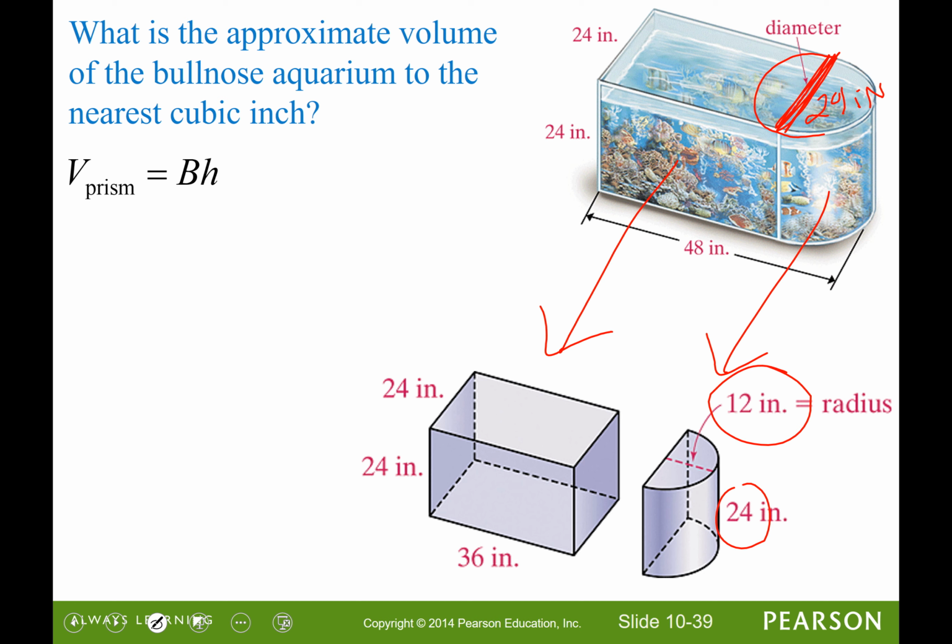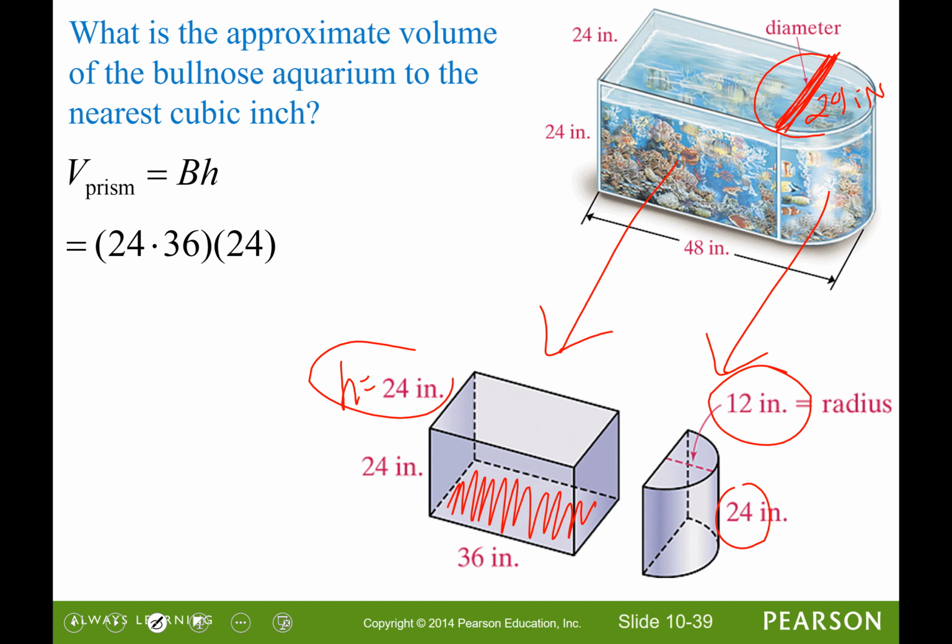Okay. Let's do the volume of the prism first. Capital B times lowercase h. Capital B, 36 times 24 for that rectangle, and then multiply it by the height of 24 inches. Gives us 20,736 cubic inches.